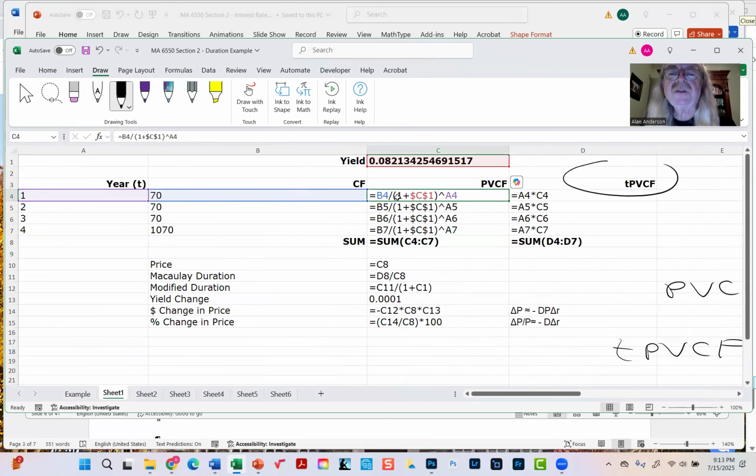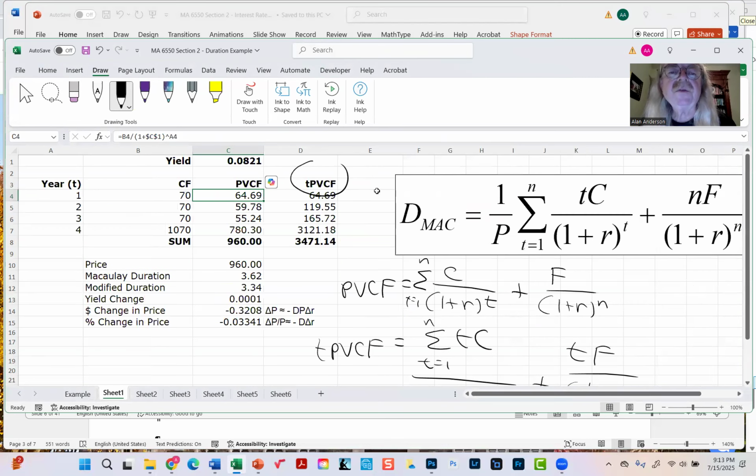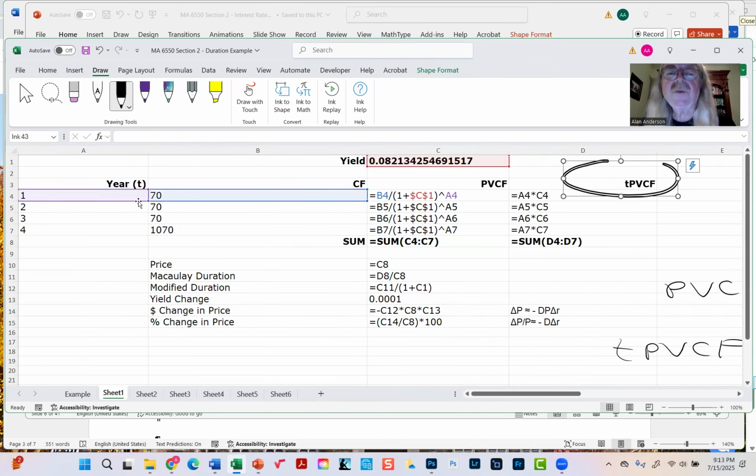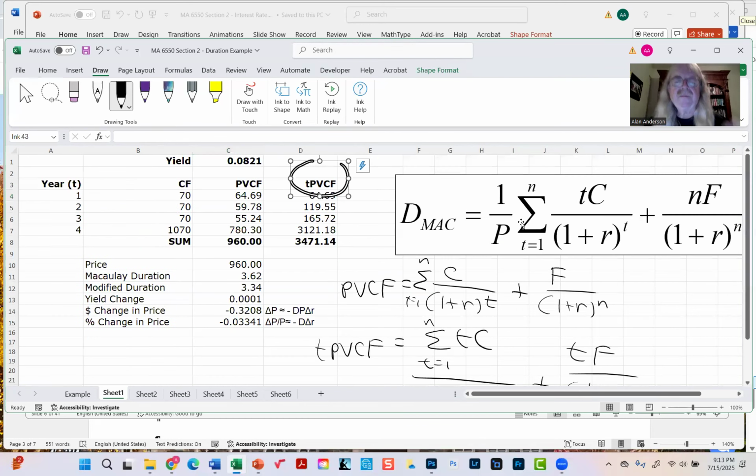If you look in this column, you'll see that the present values are calculated by taking the cash flow divided by 1 plus the yield. The exponent equals the year in which I received that cash flow. So you notice it goes from A4 to A5 to A6 to A7. In other words, the exponents are 1, 2, 3, and 4. And then over here, all I'm doing is multiplying those results by T. So each one, A4 times C4, all the way down. Then you add them up.